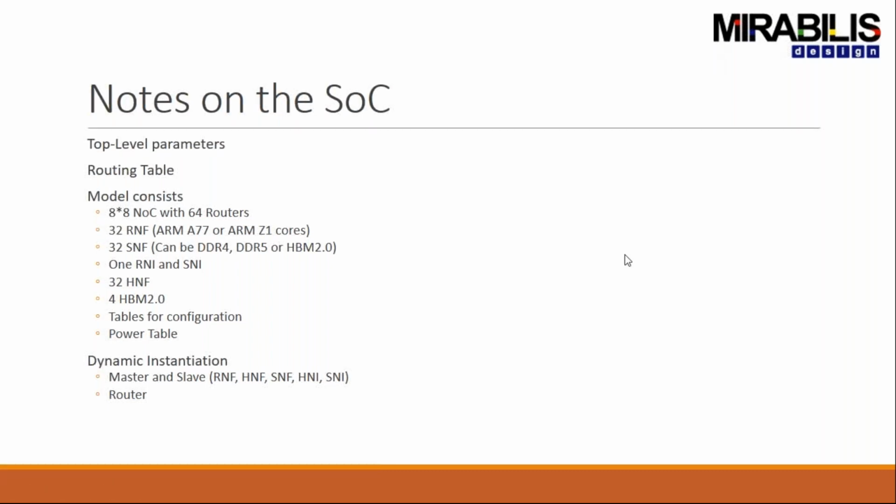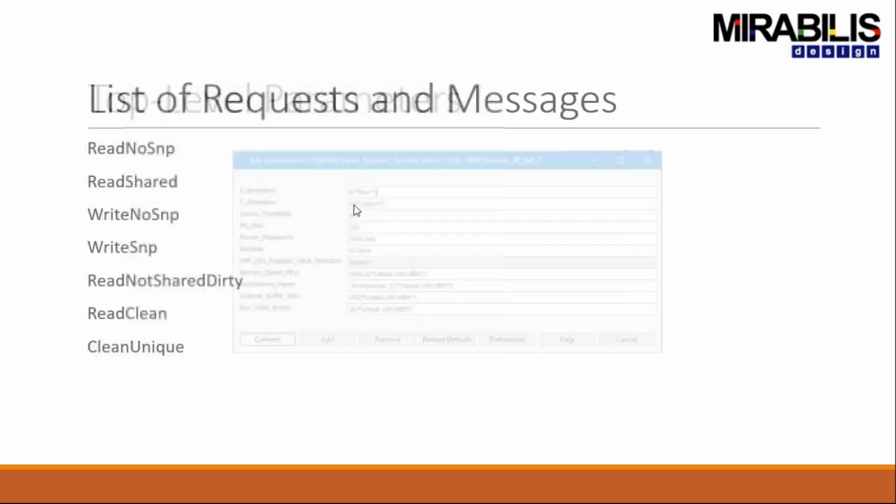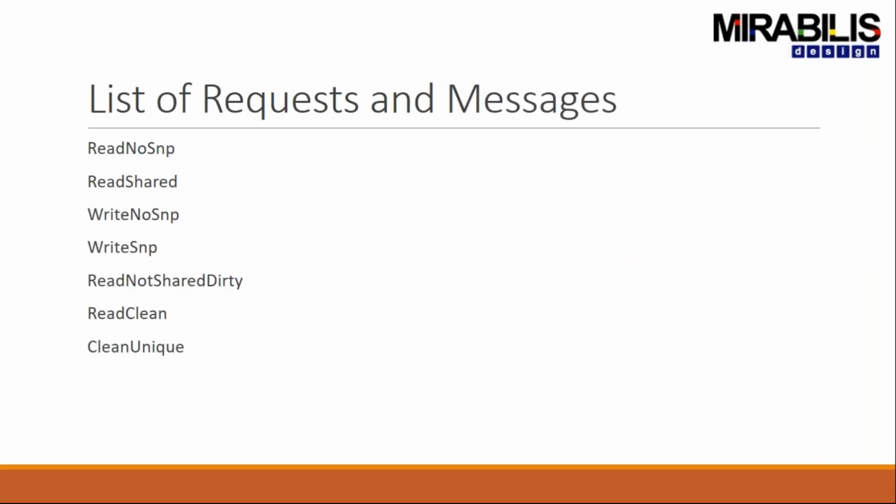So as we discussed, these are some of the top level parameters. You can see the X dimension, Y dimension being mentioned as 8 and 8. And then these are the list of requests and messages going through. So we have the read no snoop, which is just a normal read, and the read shared, which means the read with snoop. So it will be looking into the snoop filter and getting the information.